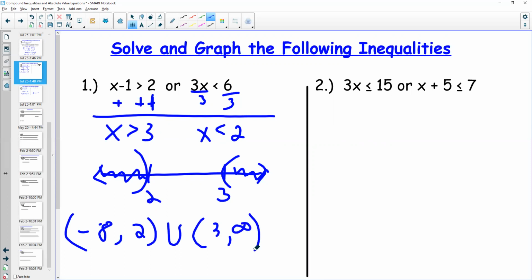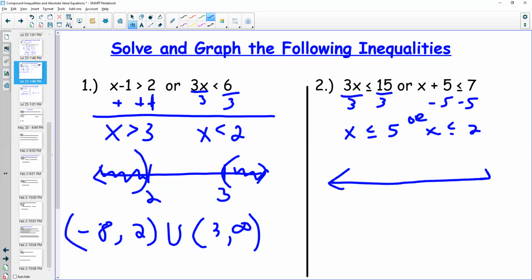Try the next one. See how it goes. Let's see what it looks like. So push pause and actually try it. Take a minute. I'm going to divide by 3. X less than or equal to 5. I'm going to subtract 5. X less than or equal to 2. So in this case, this is an or. X is less than or equal to 5 or less than or equal to 2.